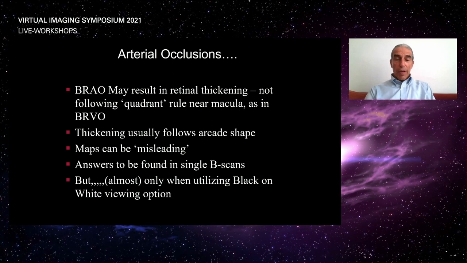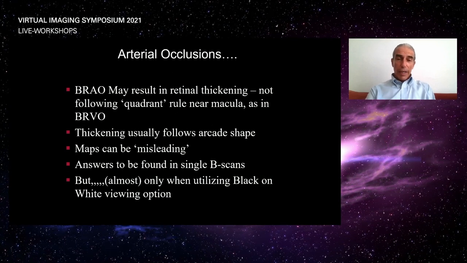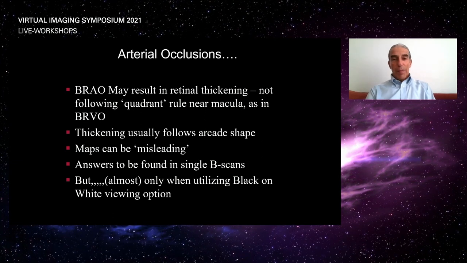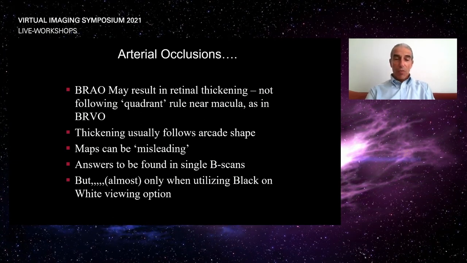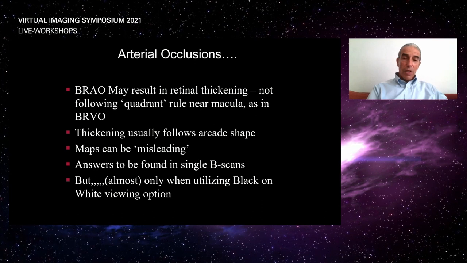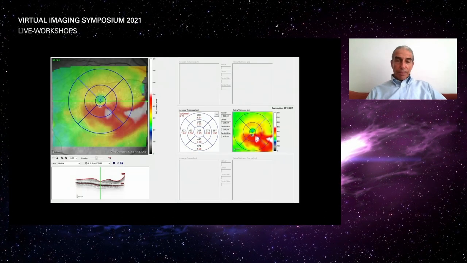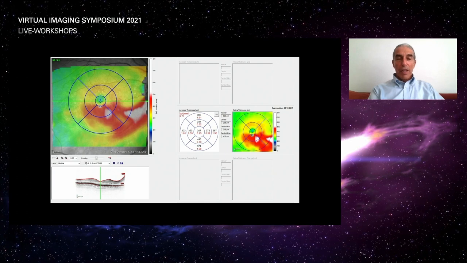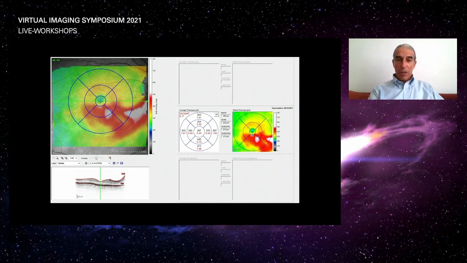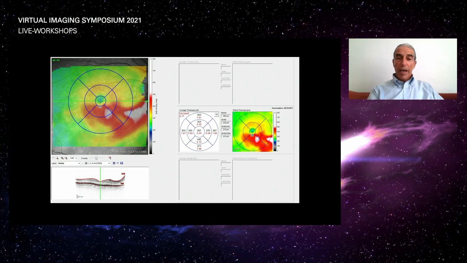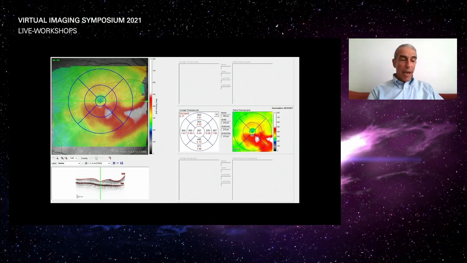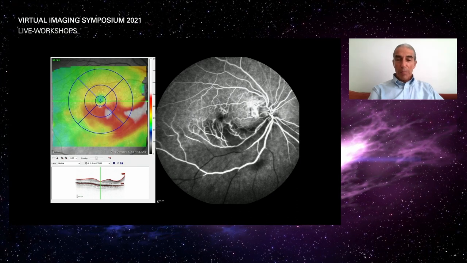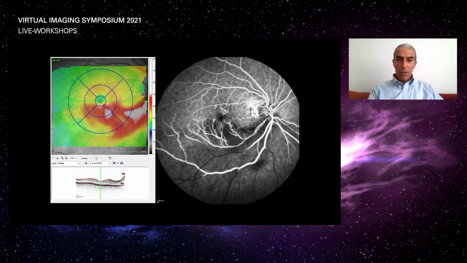So in arterial occlusions, as a case in point, I have found that using the black on white really helps arrive at the diagnosis. Let's look at a couple of examples. Here is a map showing us an elevation not like a branch retinal vein occlusion. It much more follows the arcade, eventually arriving at the macula. There's thickening. And this is our classic picture of a combined branch retinal artery occlusion.